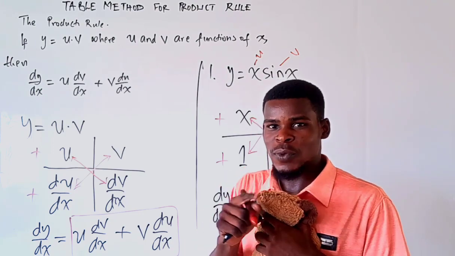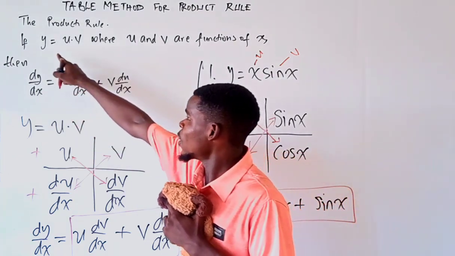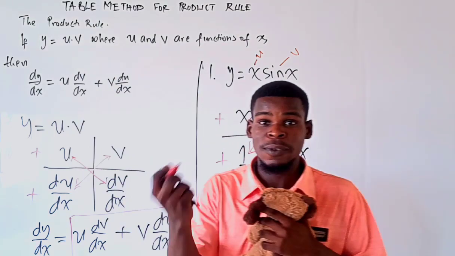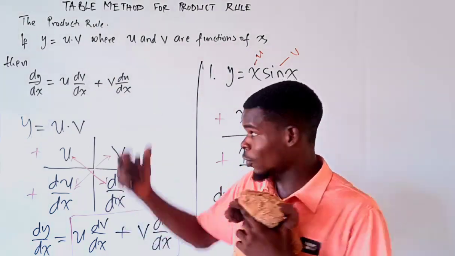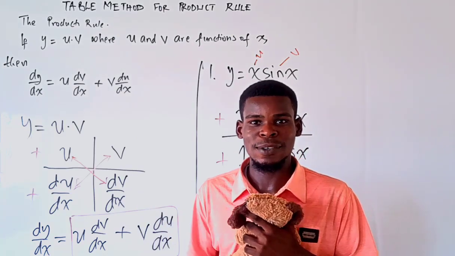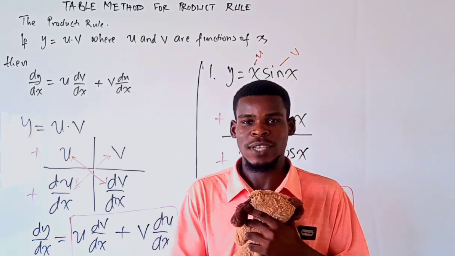Good. Now, what if we are given 3 functions? For example, if y is made up of the product of 3 functions, how can we possibly differentiate it? Well, we can do that by using the product rule as usual, but can we put that in a table? So in our next slide, I'm going to do that. Okay, so let's just get right into it.